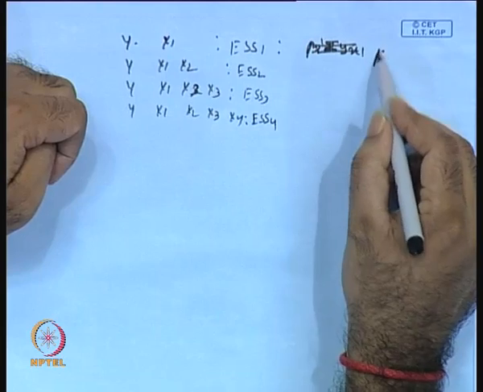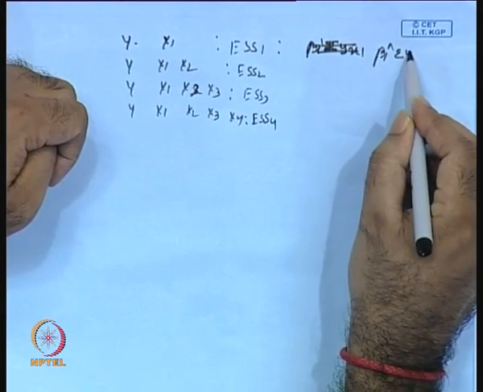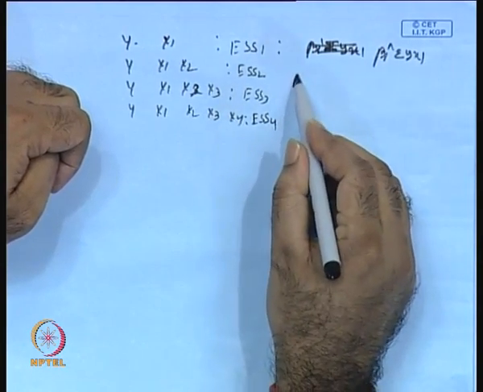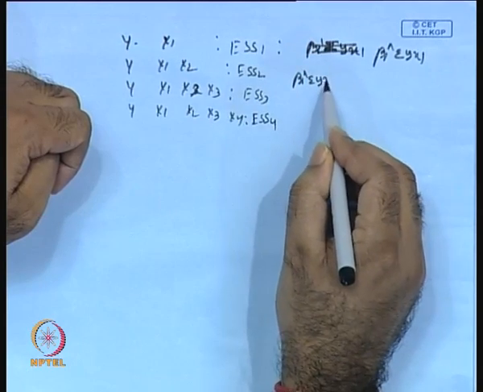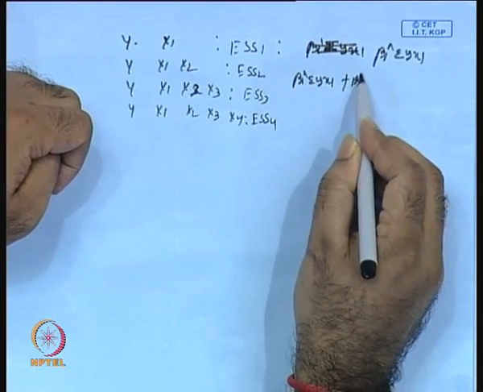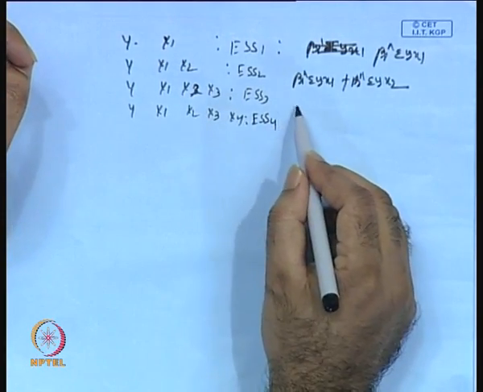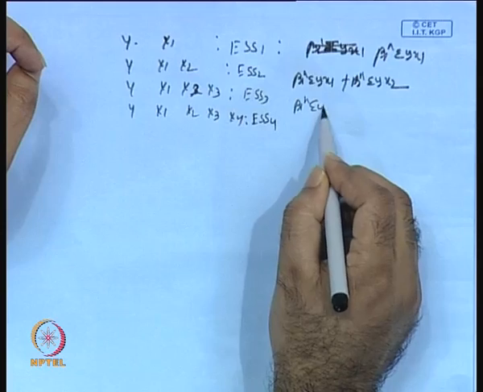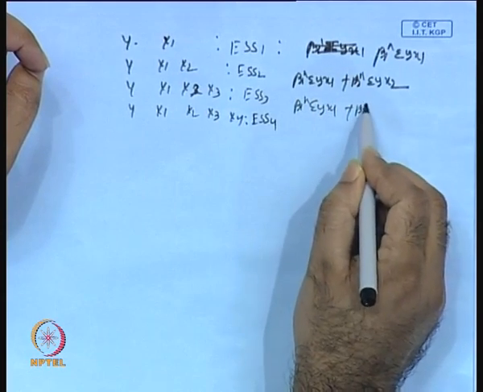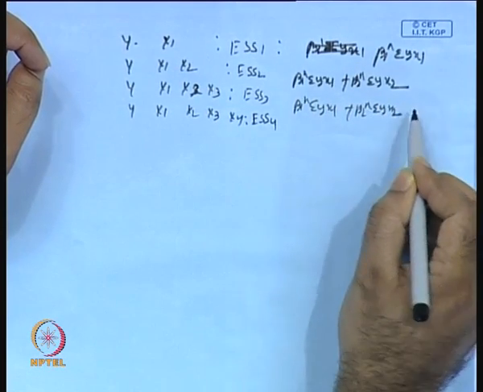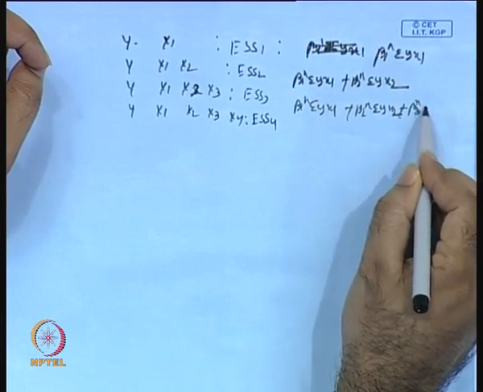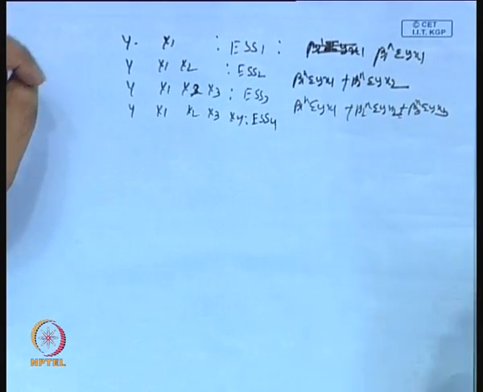Beta 1 hat summation y x1. So, this one will be beta 1 hat summation y x1 plus beta 2 hat summation y x2. Then in that case ESS 3 equals beta 1 hat summation y x1 plus beta 2 hat summation y x2 plus beta 3 hat summation y x3. So, this is how you have to continue.